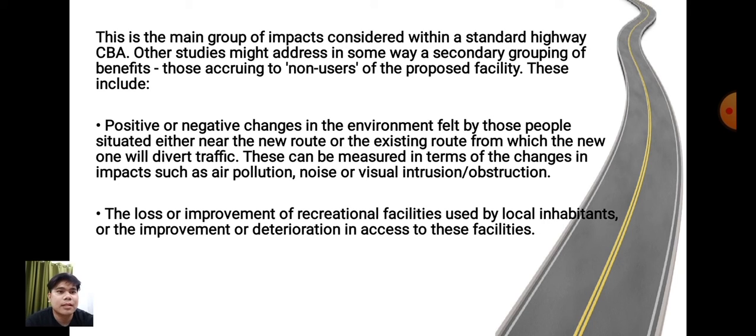Other studies might address in some way a secondary grouping of benefits, those occurring to non-users of the proposed facility. These include positive or negative changes in the environment felt by those people situated either near the new route or the existing route from which the new one will divert traffic. This can be measured in terms of changes in impacts such as air pollution, noise, or visual intrusions, obstructions, the loss or improvement of recreational facilities used by local inhabitants, or the improvement or deterioration in access to these facilities.